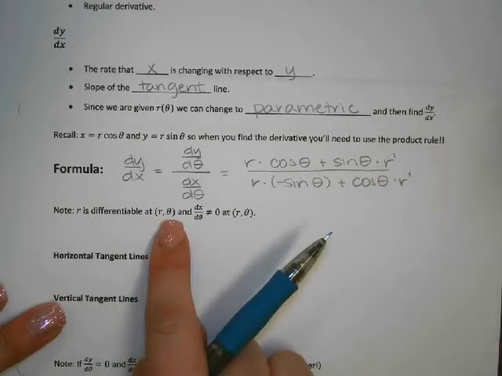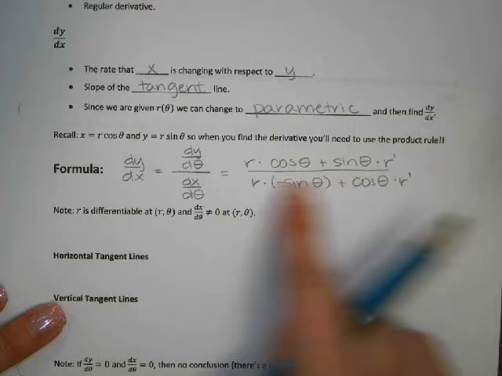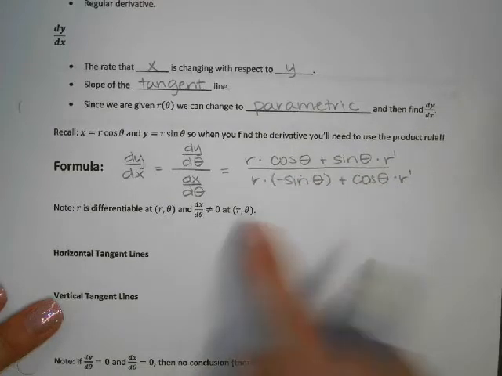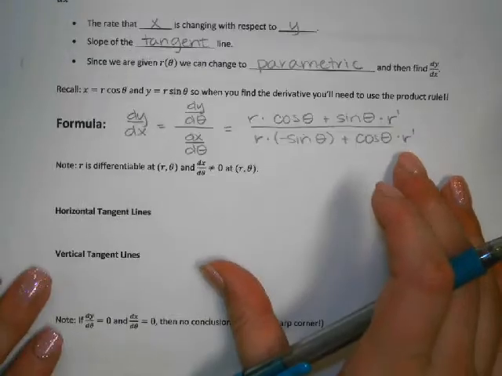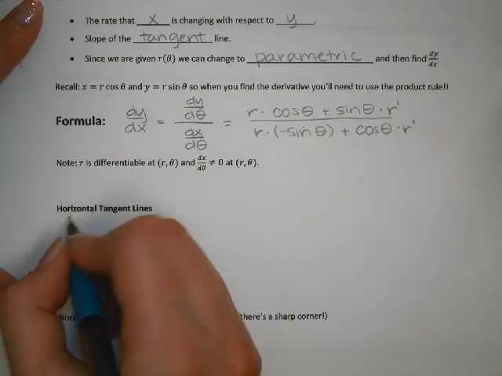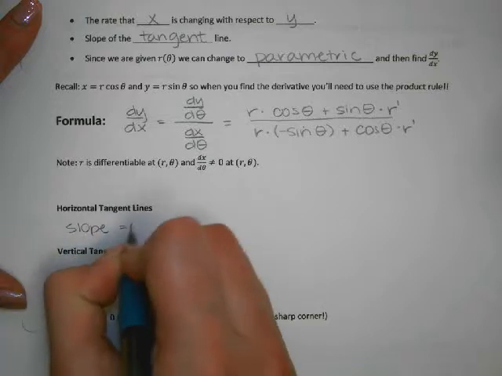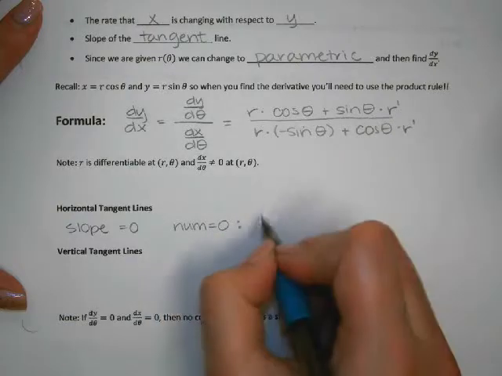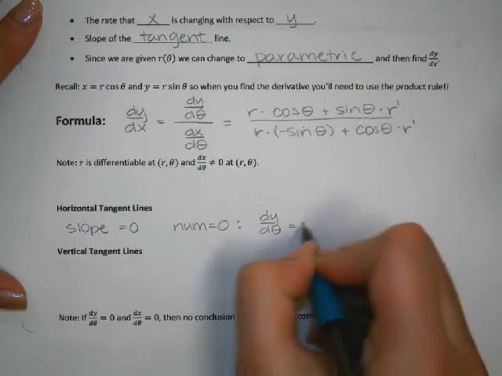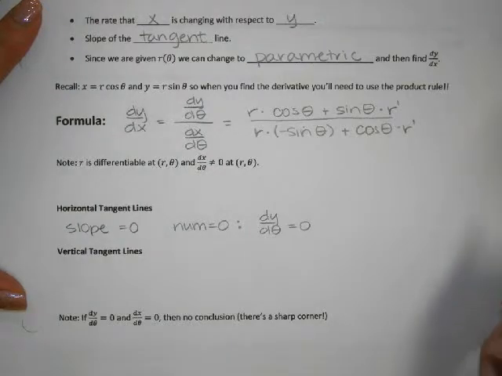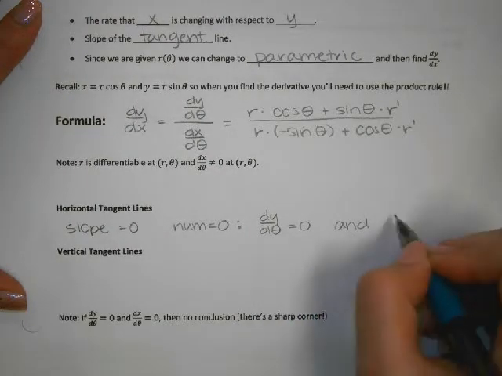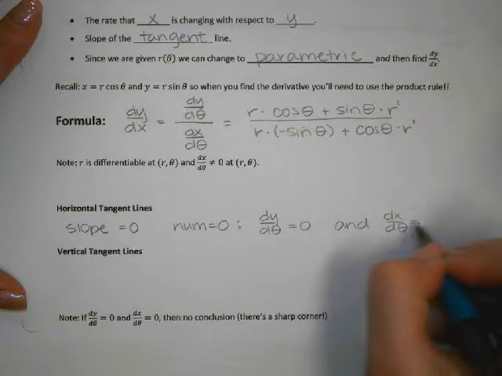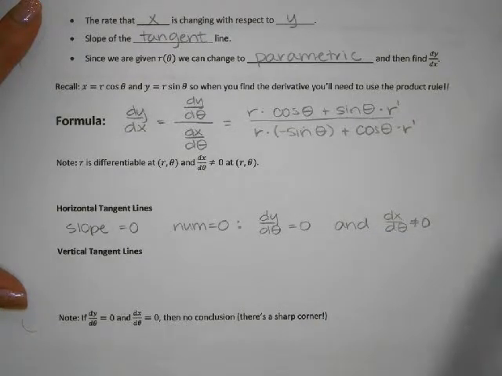All right, so just a little note, r is differentiable at r theta where dx d theta does not equal 0, so that's just saying it can't be undefined at the point r theta. All right, so horizontal tangent lines happen when the slope is 0, we know that. And so that means that the numerator is 0, which means that dy d theta equals 0 when you have a horizontal tangent line. And this only works when dx d theta is not 0. So the slope is 0 when the top equals 0 only, you can't have the bottom equal 0.